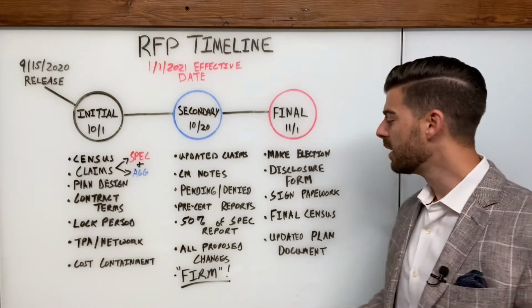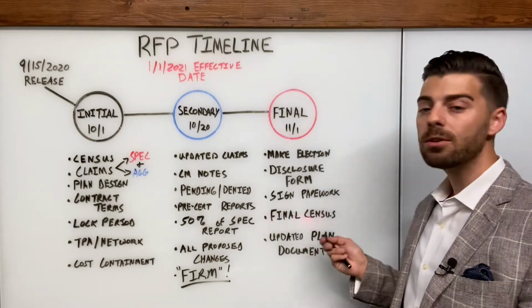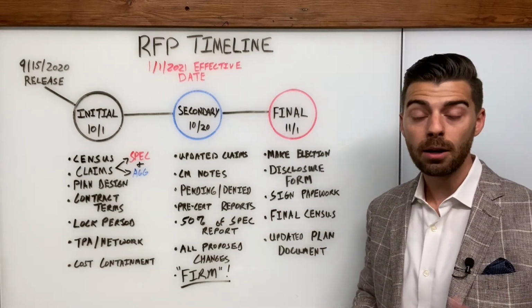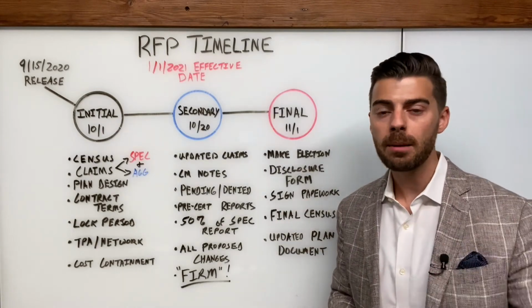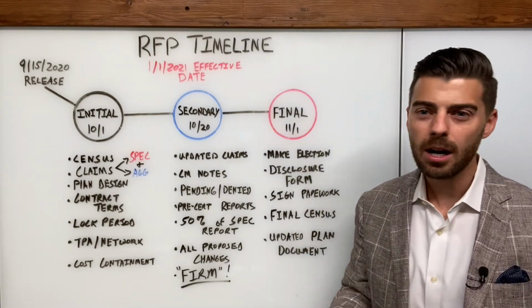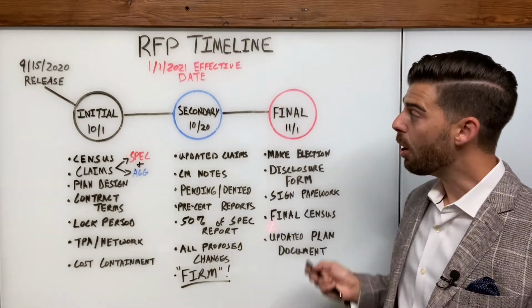And then you just start the implementation process after that, which would mean a final census after true enrollment has happened, and an updated plan document for that coming policy period, which will probably be a couple months after the effective date. So that is the RFP timeline.